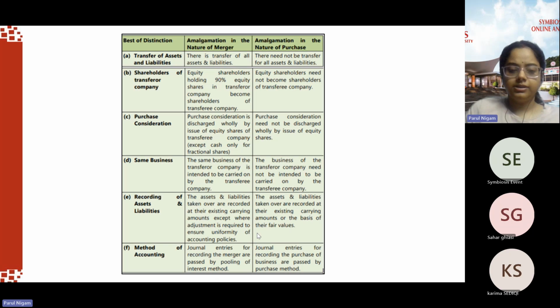These are two methods. I will explain what each of the methods is. And just to give you a short recap, amalgamation is when companies are merging together in the nature of merger, and purchase is when another company is taking over that company. Okay. So let's move ahead.